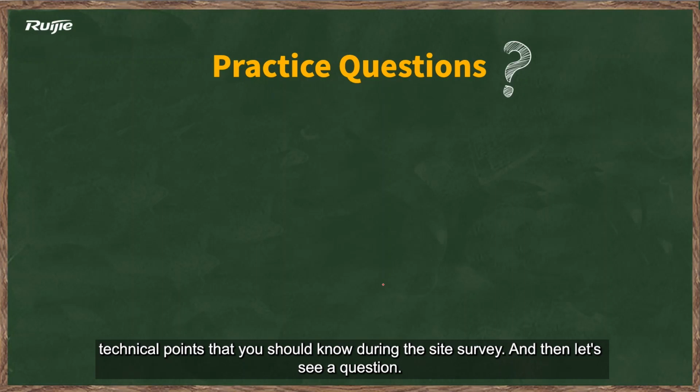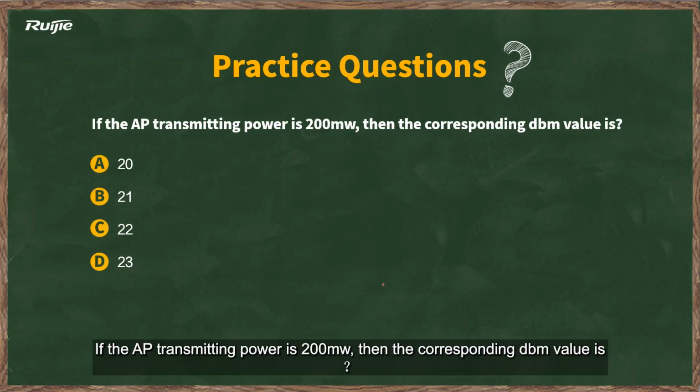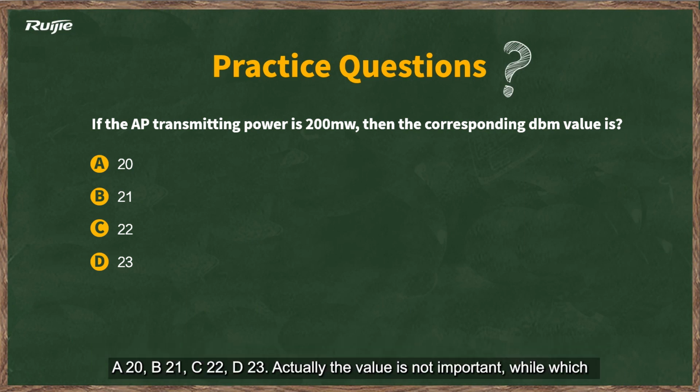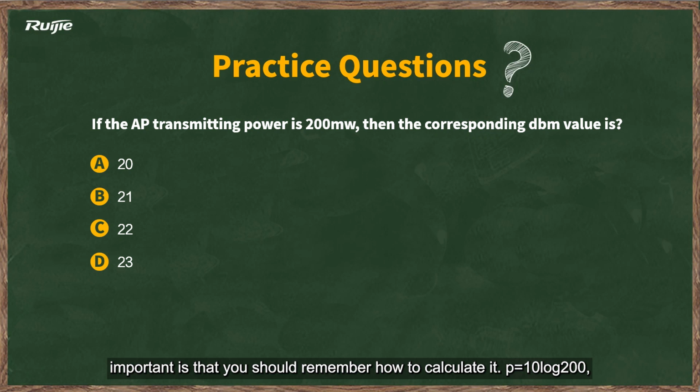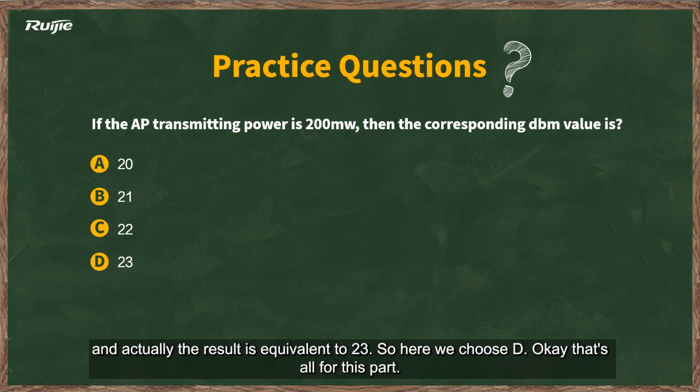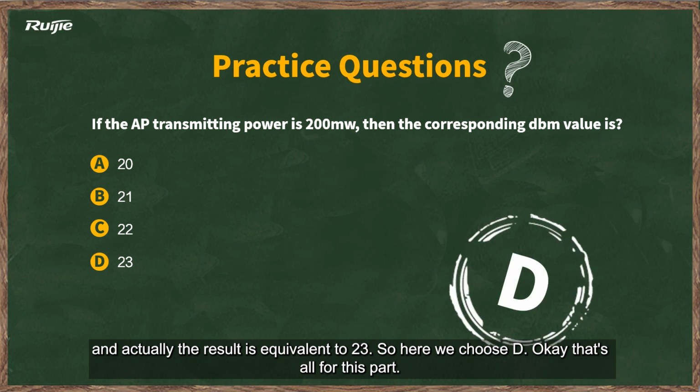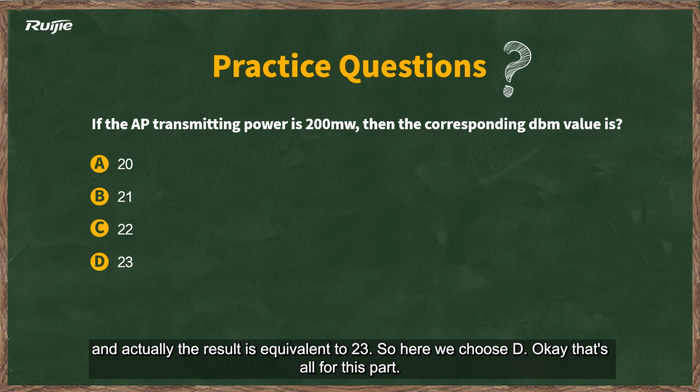And then let's see a question. It says that if the AP transmitting power is 200 milliwatts, then the corresponding dBm value is what? A 20, B 21, C 22, D 23. Actually, the value is not important. What's important is that you should remember how to calculate: P equals 10 log 200. And actually, the result is equivalent to 23. So here we choose D. Okay, that's all for this part.